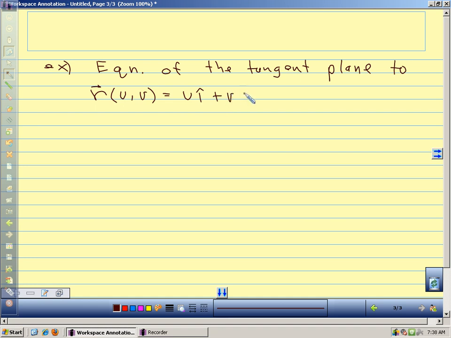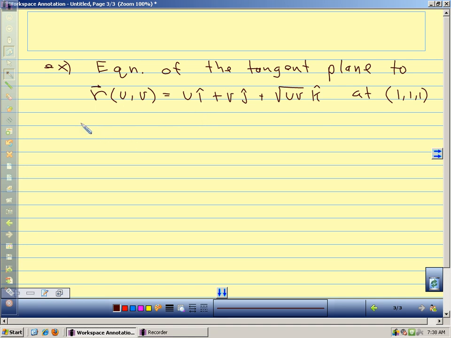r(u, v) equals u i plus v j plus square root of uv k at the point 1, 1, 1. So here's our surface. If we were to write this in rectangular coordinates, we would have z equals the square root of xy. So that would be our surface. To find our tangent plane, we need a normal vector.